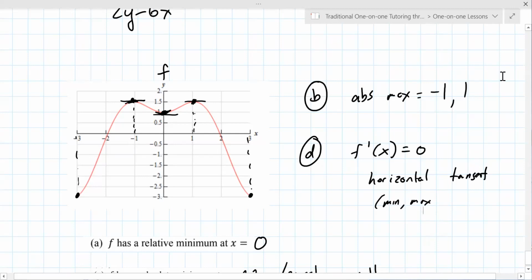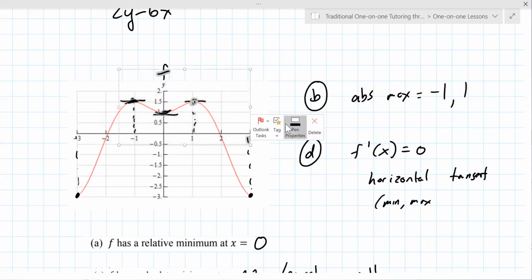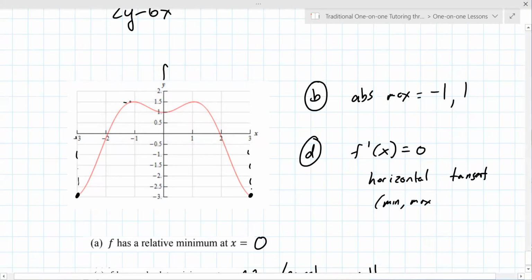So this is at these three places. I know I've got a lot of writing on this graph, but is it clear that those are horizontal tangents? Yes. Okay, so the answer is at x equals -1, 0, and 1, because those are where it is. So f prime is just the horizontal tangents.